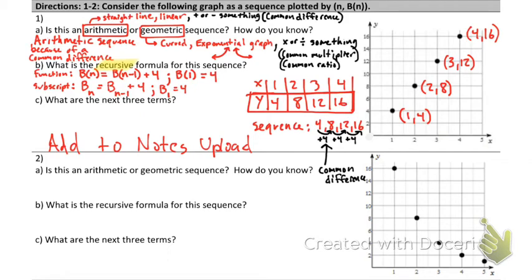So our next 4 terms is 16 plus 4 more. That would be 20. 20 plus 4 more would be 24. And 24 plus 4 more would be 28. Okay, so those are our next 3 terms.